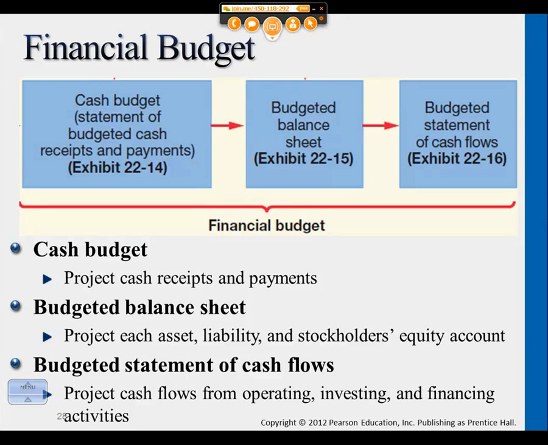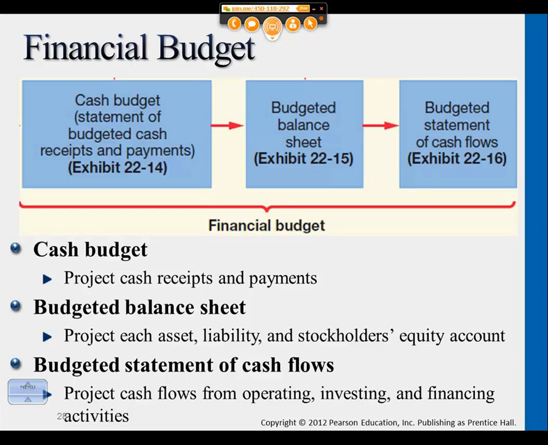Okay, so what is a financial budget? Like we said, it has a couple components. My financial budget is my cash budget, my budgeted balance sheet, and the last one is the statement of cash flows, right? So we talked a little bit about what these components are for. Now let's just revise quickly. The cash budget is my projected cash receipts and payments, right? That's from financial accounting, I hope you remember this.